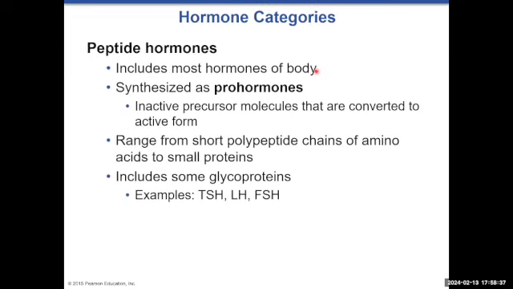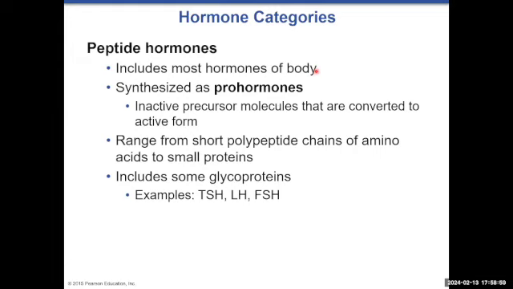When we talked about the peptide hormones or the protein hormones, we said that most of the hormones that we're going to learn about are a lot larger than the amino acid derivatives. Even though they're kind of the same, these are a lot larger. They're made up of many, many amino acids hooked up together.